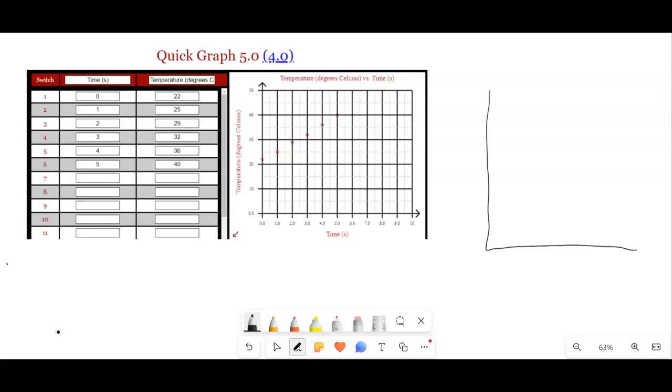Okay, so when we think about sketching a graph, that doesn't mean we're going to put everything that we have on this graph into our notebook or on our handout. Alright, so what do we need? First thing that we definitely need when we sketch a graph is going to be the labels. Alright, so time on the X and temperature on the Y.